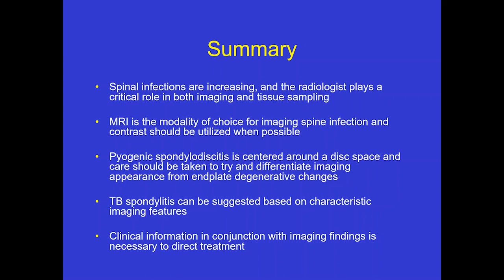TB spondylitis can be suggested based on the characteristic imaging features. So remember, it's sparing of the disc space, traveling anterolaterally to skip segments of vertebral bodies. And important, especially in the context of recent surgery, to take clinical information in conjunction with imaging findings in order to make an appropriate diagnosis and direct treatment.